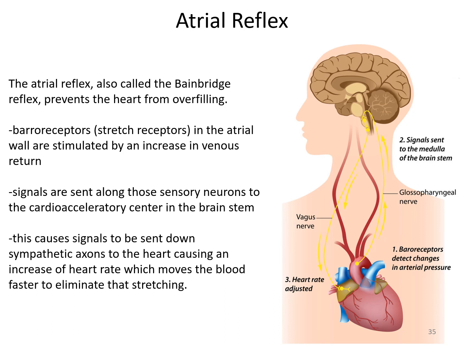So if our venous return increases, so we're getting more blood back to the atrium through the veins, and our atria starts to stretch because it's kind of overfilling at this point, then it sends signals to the brain, to the cardioaccelerator center, that it's stretching. The cardioacceleratory center then sends signals back down to the heart to increase the rate of contraction. So then it starts contracting faster, so we can pump that blood through the heart and get it out faster.